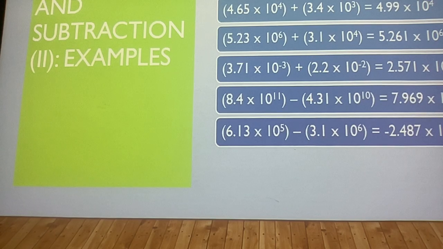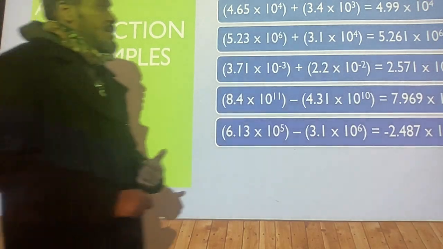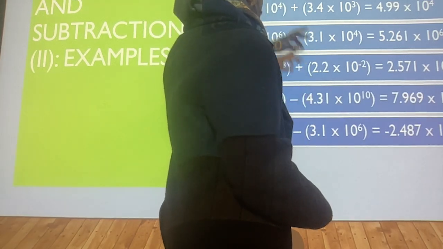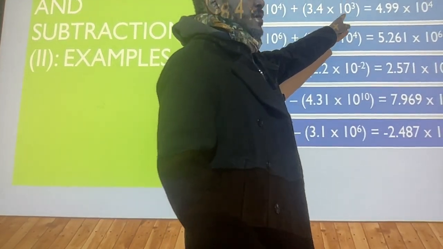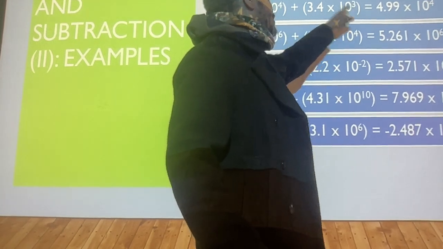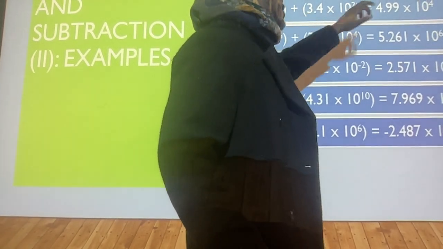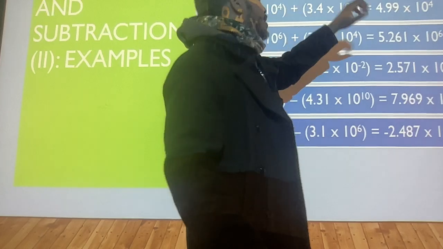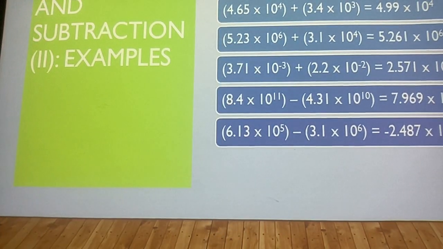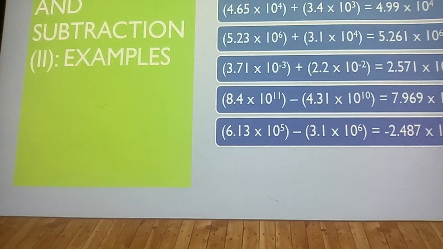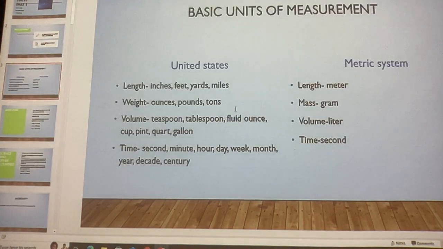So basically what they're doing here is they're just changing the exponent of the smaller of the two. So you just change this one to 10 to the 4, and then you can add them up like you would normally. But I'm gonna show you how to do that. Maybe it'll be clearer to you when I do it. All right. So I guess that's it on simple math.